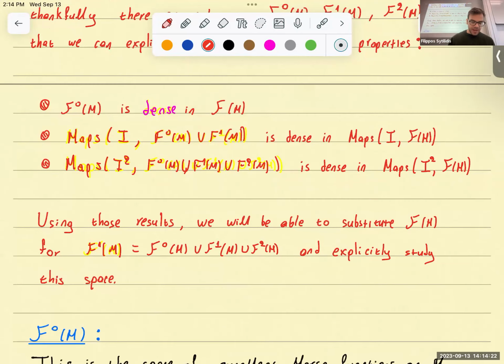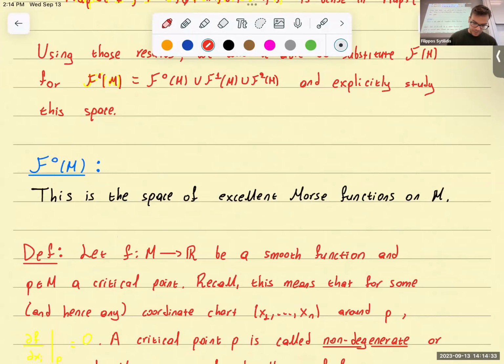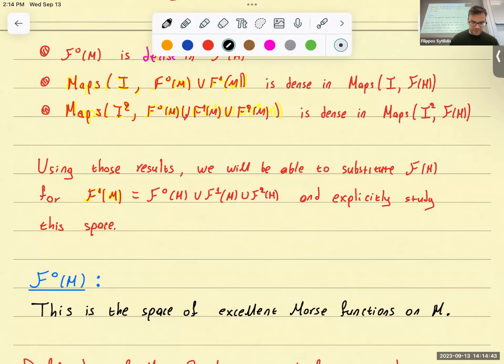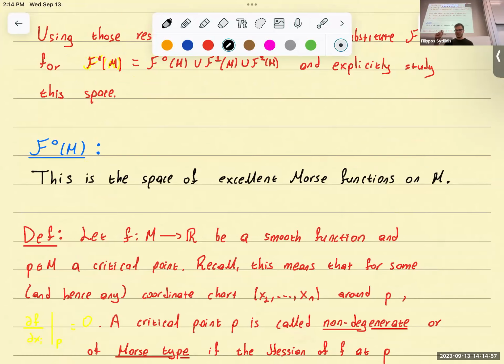And this space F0 of M, space of excellent Morse functions on the manifold, let's say on the manifold M. Before when I was writing that, I meant on the manifold M cross I, but I am now going to forget a little bit about the pseudo-isotopy problem, and think about smooth real valued functions on manifolds in general. I just realized there's this discrepancy in my notation, but please ignore it.